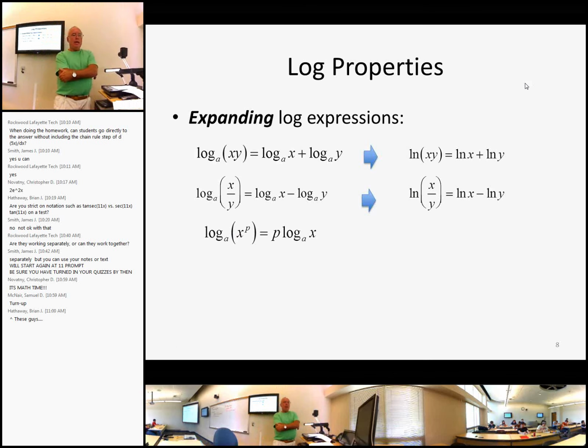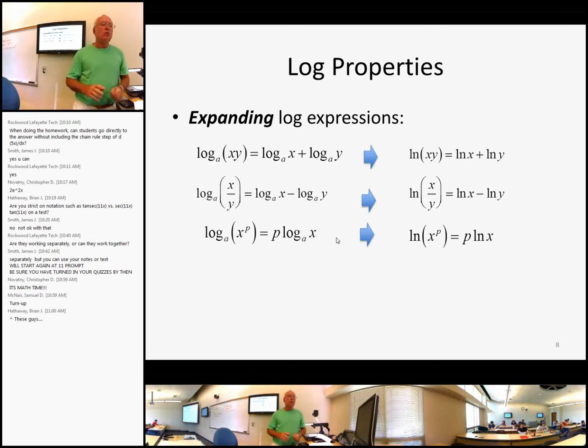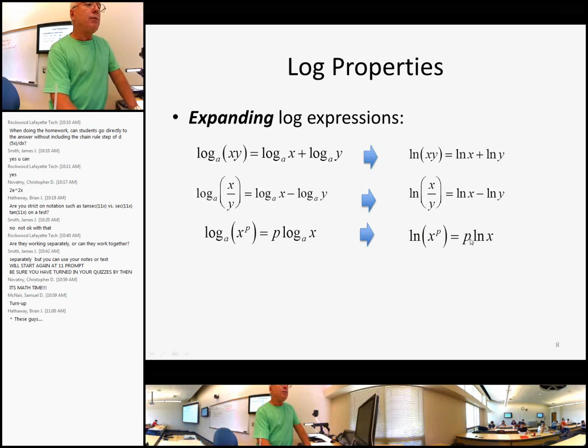If we have x to a power inside of our log, so this is like the log of x to the p power, we can bring that exponent in front of the log. So that's equal to p times the log of x, all right? And the same thing with the natural log. If we have the natural log of x to the p power, we can bring that p in front of the ln of x, like that. Okay.